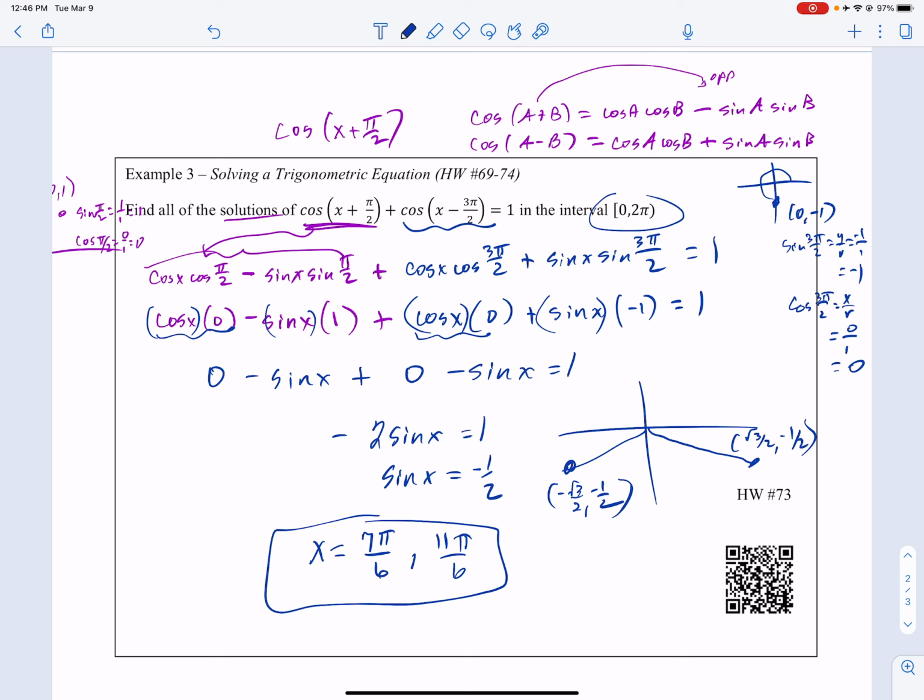And so what angles correspond with those? 7 pi over 6 and 11 pi over 6. There you have it.